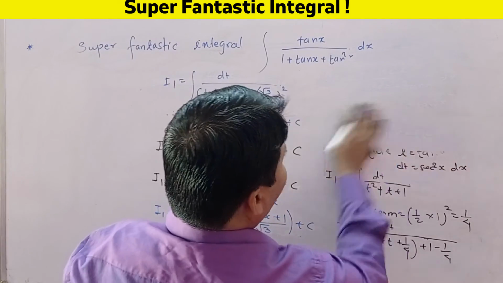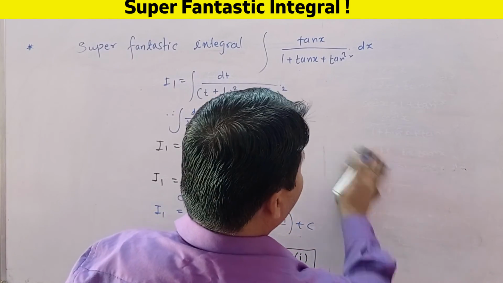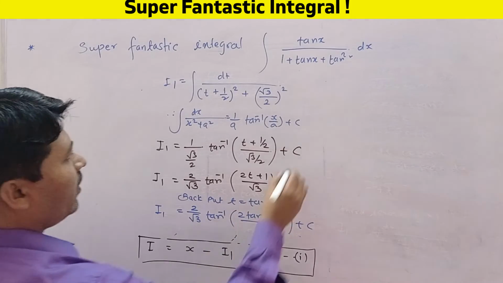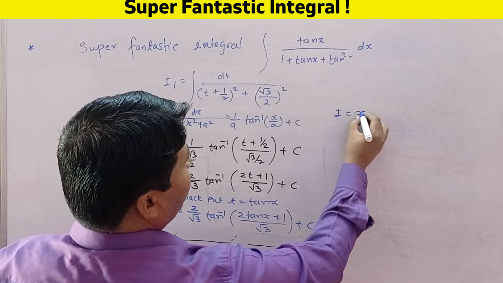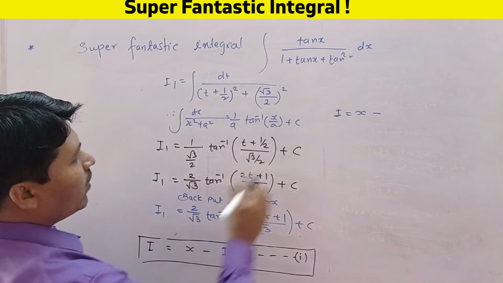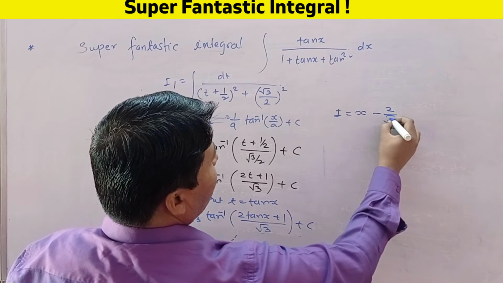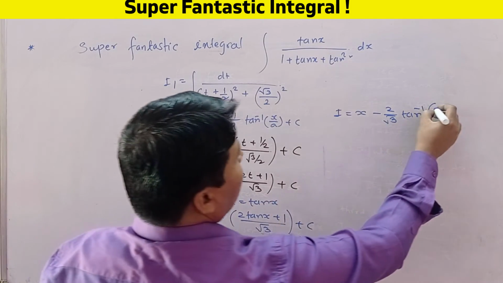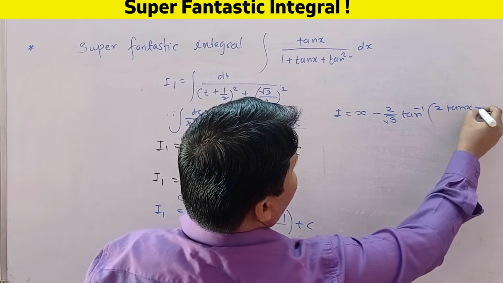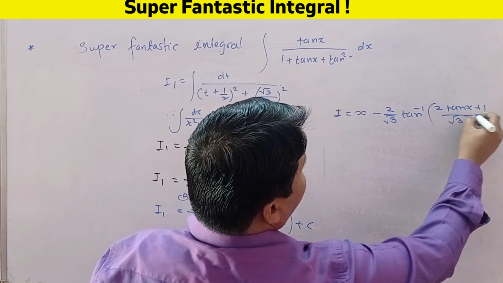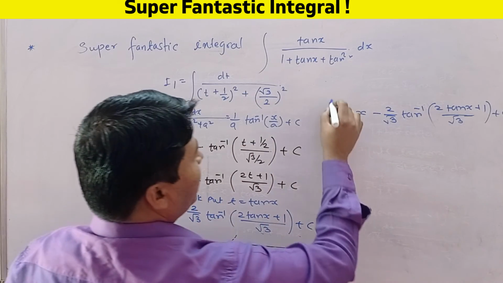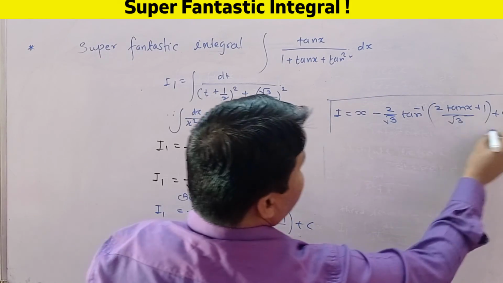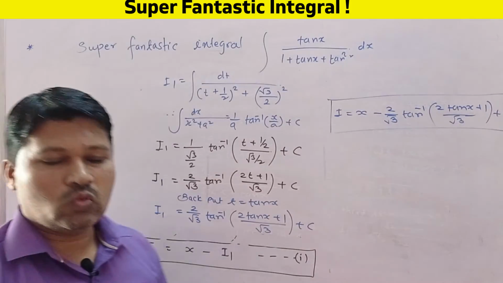And we get the final solution, which is so interesting. Therefore I is equal to x minus the value of I1, 2 upon root 3 tan inverse of 2 times tan x plus 1 divided by root 3, plus c, the constant of integration. And this is my amazing integration solution.